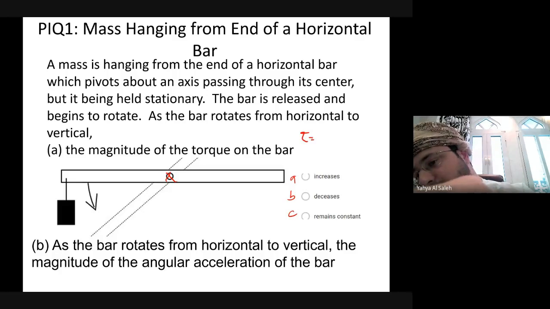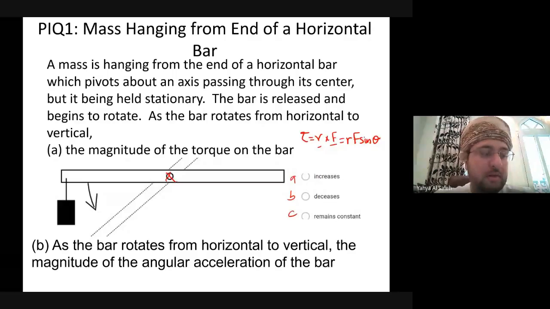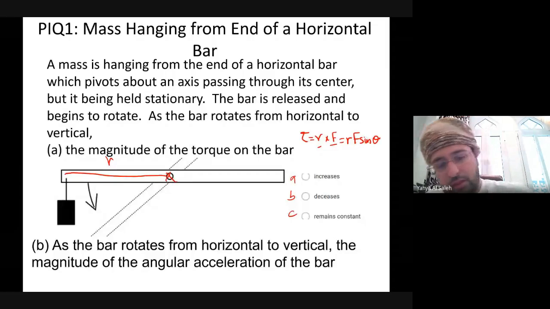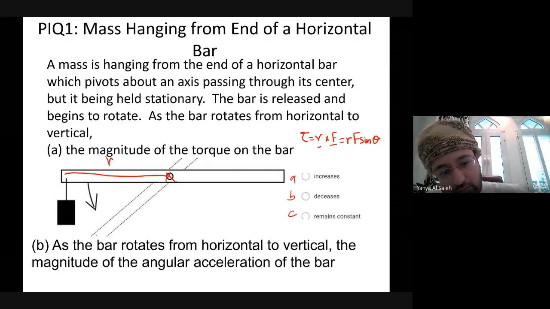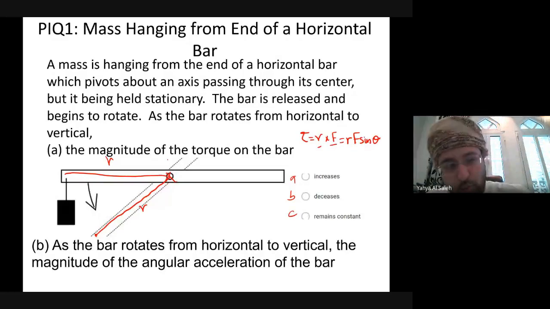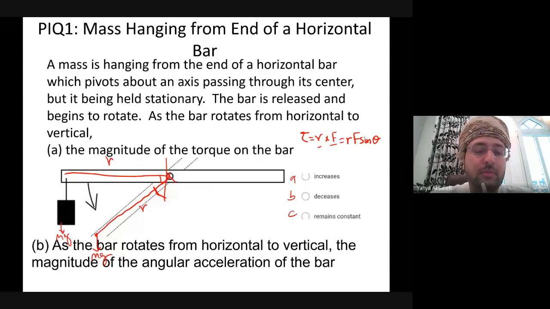We have said that torque equals R cross F, which is the same as saying RF sine theta, correct? Now this is my R, and when it comes here, this is still my R, but whereas my angle here was 90 degrees, here it's less than 90 degrees. My force is down, mg, at all times.